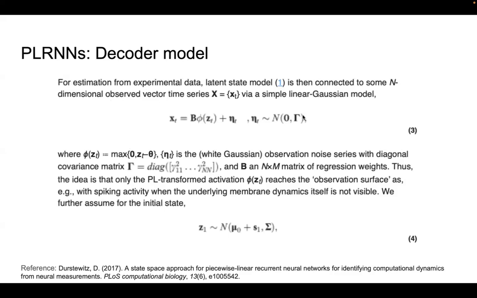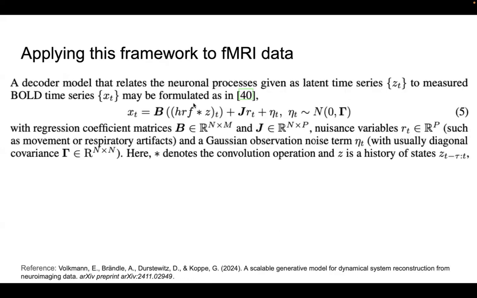So when we go back, you can see here we have xt equals B times the ReLU of the latent variables. The main difference here is that they say we're going to add an HRF here that is convolved with the latent variables. It doesn't complicate things a lot, this convolution operation. I mean, it's linear. I'm not going to go into too much detail on how they exactly do it, but they essentially just do a Wiener deconvolution before they fit the model.